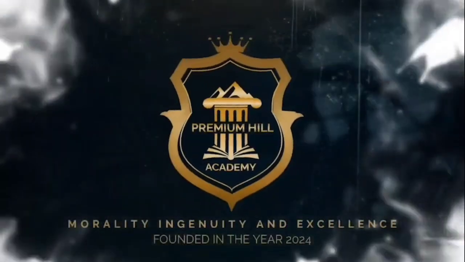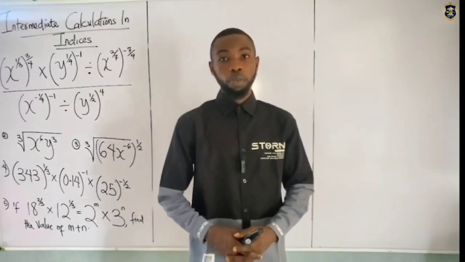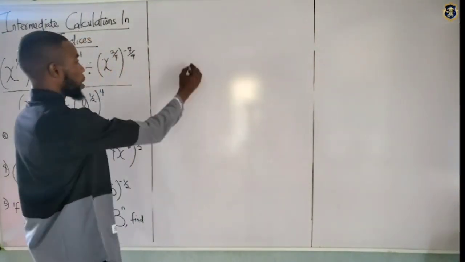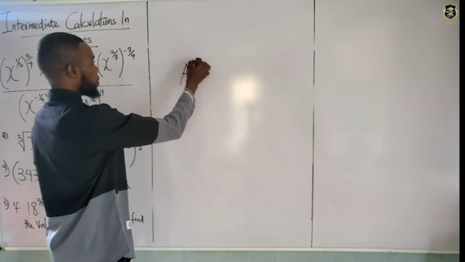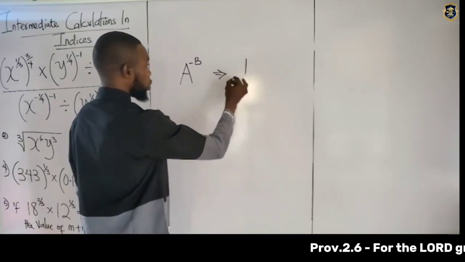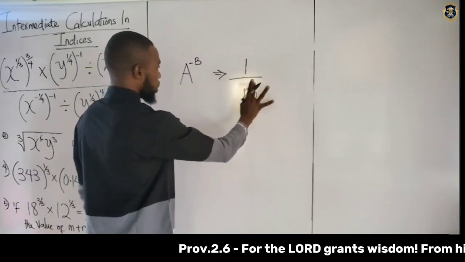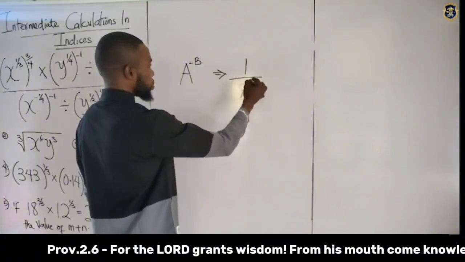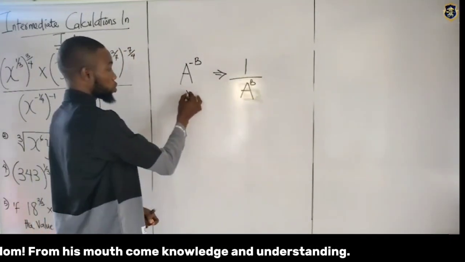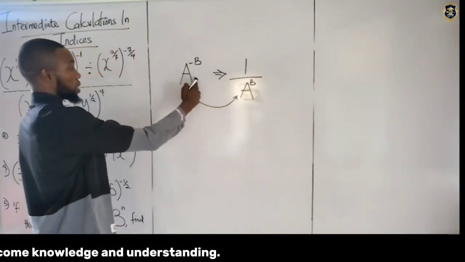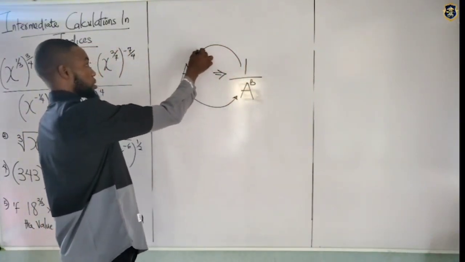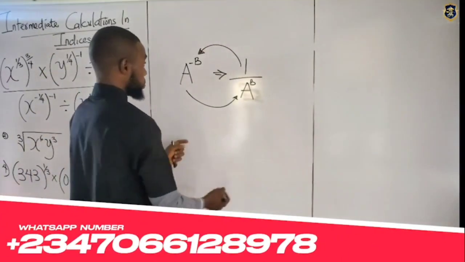Before we jump straight into the questions, let me show you something. Remember in our last class, I said if we have a raised to the power of minus b, what we do to remove this minus is to invert it by saying 1 over a raised to the power of b. Understand that this is also invertible. Whenever I see a question like this, I can think of writing it like this, or when I see a question like this, I can rewrite it like this. It's reversible. We can reverse the process.